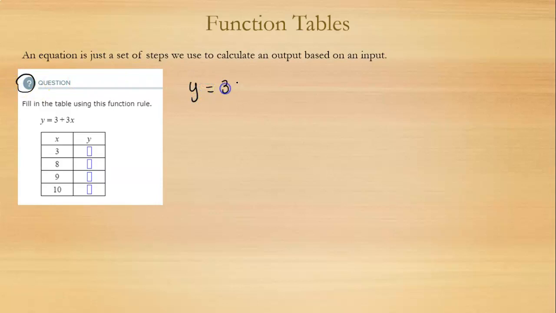Notice that this should be 3 plus 3 times x, and we always multiply first before we add. So when you do your first one, it should be 3 plus 3 times 3. You don't do 3 plus 3 first and get 6. You do 3 times 3 first and get 9. So that should become 3 plus 9. You finish that and fill in the rest of the table on your own.